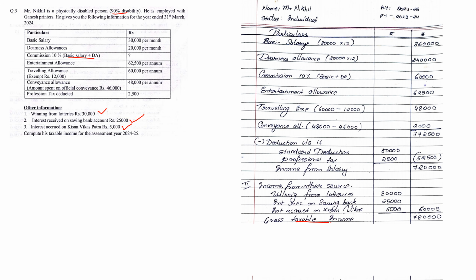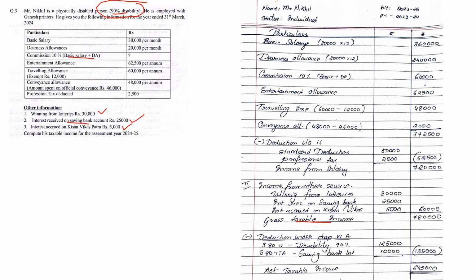That's the gross taxable income. Under deduction, two deductions are there. One is 80U, 90% disability, which is more than 80%, so you will get a deduction of 1,25,000. And interest on savings bank, which comes under TTA, but the limit is only 10,000. So under deductions under Chapter 6A, Section 80U, disability is 90%, so 1,25,000, and TTA savings bank interest 10,000, outer column 1,35,000. So 7,80,000 minus 1,35,000, the net taxable income comes to 6,45,000.